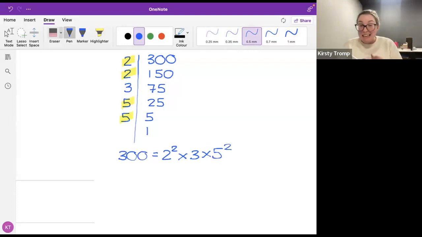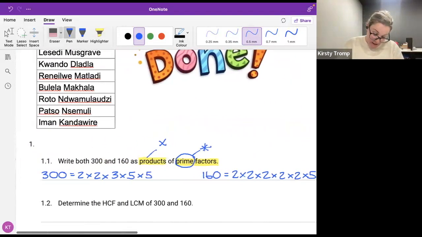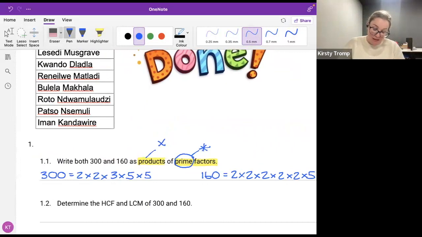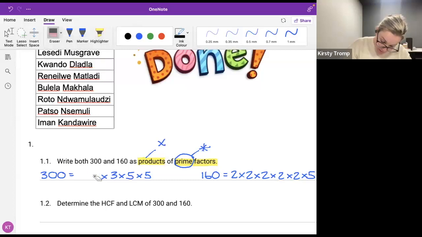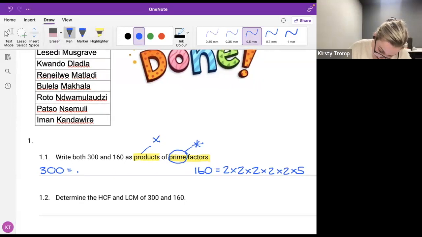Is that exactly the same answer as Rita gave us? Yes, it is. It's the exact same thing as saying 300 equals 2 times 2 times 3 times 5 times 5. It's exactly the same thing, all right? It's just a simplified way of saying it, okay? And it's going to help us when we do the next step, all right, which is finding the HCF and finding the LCM.